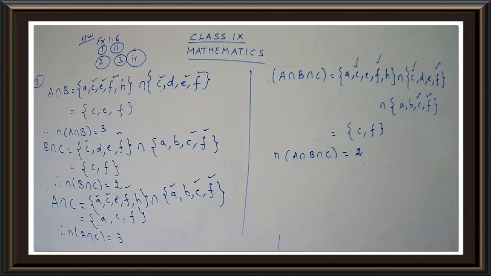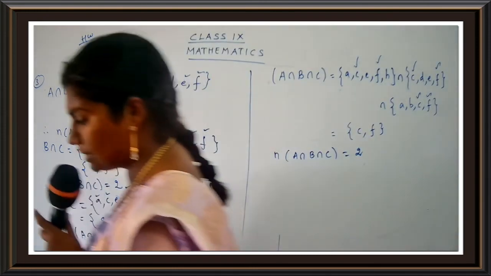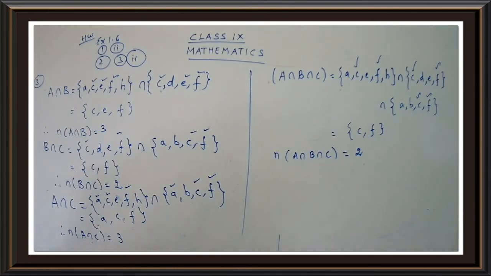So we have found 2 elements. The number of A intersection B intersection C is equal to 2. Okay children, so we have found the members. What are the members? C and F. Yes, C is present in all the 3.